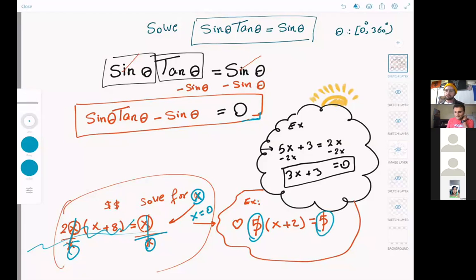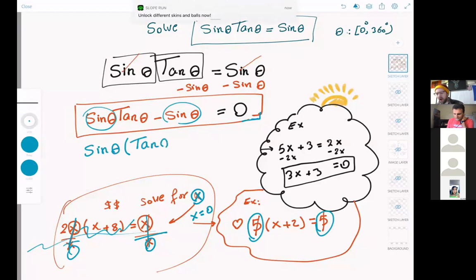So I subtract negative sine of theta. So now I have sine of theta, sine of theta. I factor it. I get sine of theta, parenthesis, tangent of theta minus 1, equal to 0. So factoring is another technique that you need to learn to solve trigonometric equations.